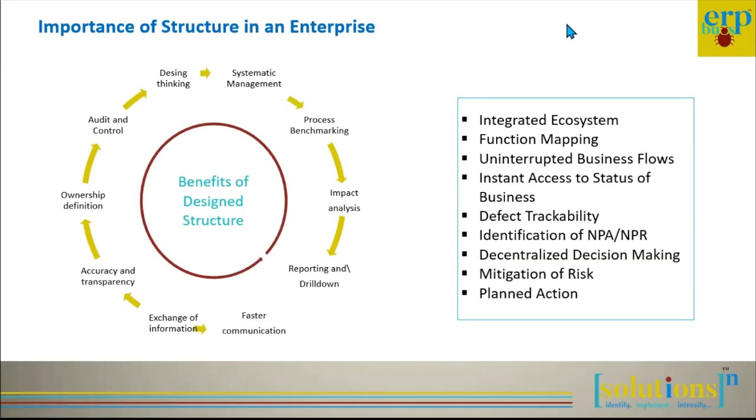The first thing is systematic management. If you have a structure, then you can have the reports, you can have the budgets, everything. It's under systematic management. Then the next one is process benchmark. For each of the processes that you think will be part of your enterprise, it will have the benchmark. Okay, this is what I want to achieve. This is the objective of this particular process. Unless you have a proper structure, that is not possible.